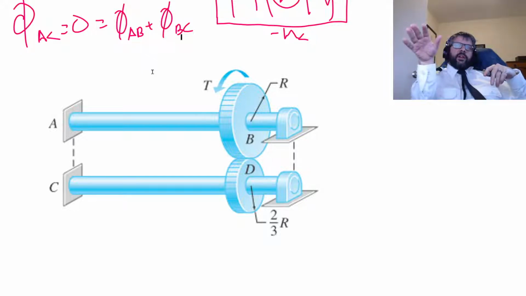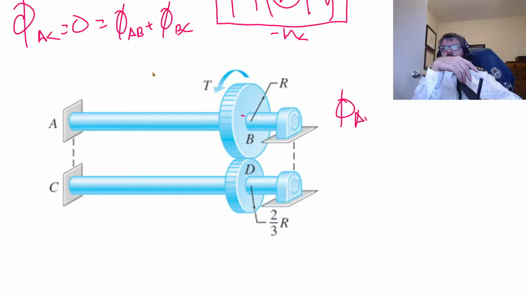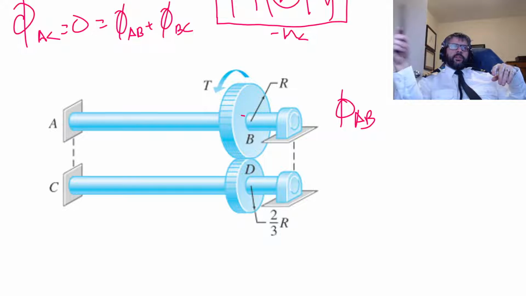Got the set of gears mounted to shafts, and the shafts are, for whatever reason, mounted to the wall. So if we apply this torque here, that is going to cause a certain amount of twist in AB. And then if this thing rotates, those gears mesh together, and it's going to cause a certain amount of twist in CD as well.